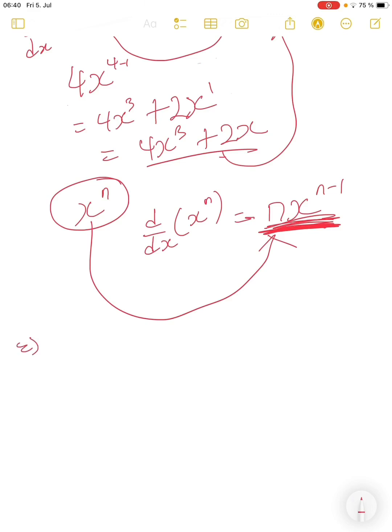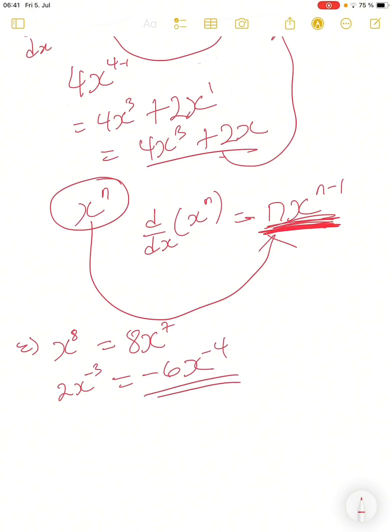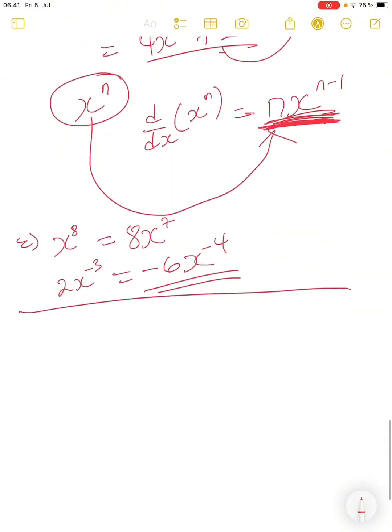So assuming you are asked to find the derivative of x power 8, this is the same thing as 8 times 1, 8. Then you have x power 8 minus 1, which is 7. Then the derivative of 2x power minus 3 is minus 3 times 2, minus 6. Then you have x power minus 3 minus 1, minus 4. So this is minus 6x raised to the power of minus 4. This will be the basis of our subsequent example using the second principle.